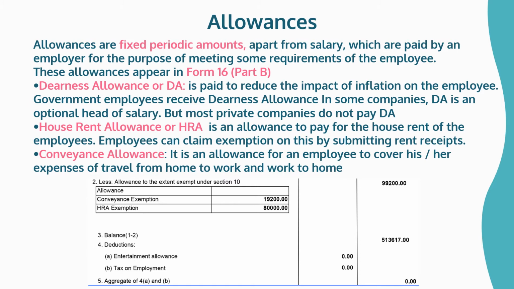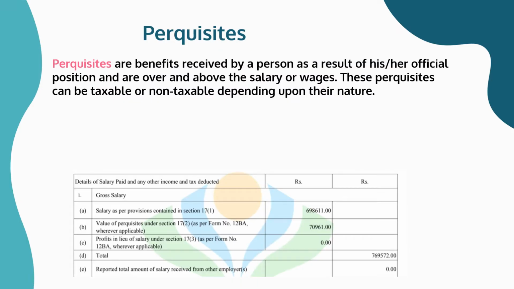Conveyance allowance is an allowance for an employee to cover her expenses of travel from home to work and work to home. Other allowances: there can be various other allowances according to the company policies. These can be uniform allowance, special allowance, city conveyance allowance, child education allowance, etc.